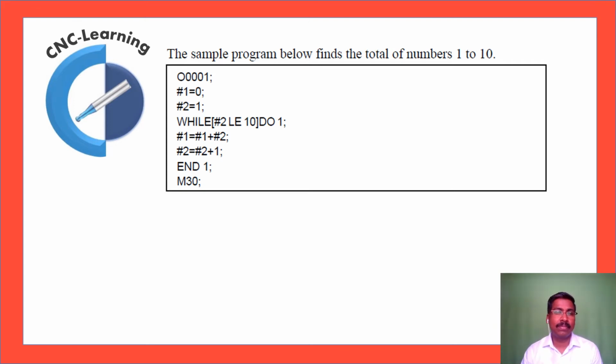Complete detail of how a macro program is made is available in another video. In this video we are going to see the details of how conditional branching is used. So this is a sample program which will find the total of numbers 1 to 10. So how does this program work?